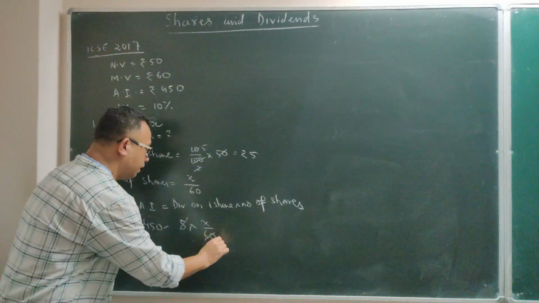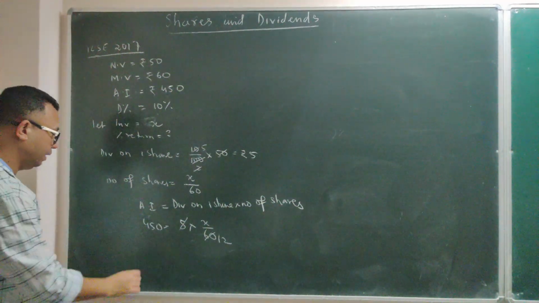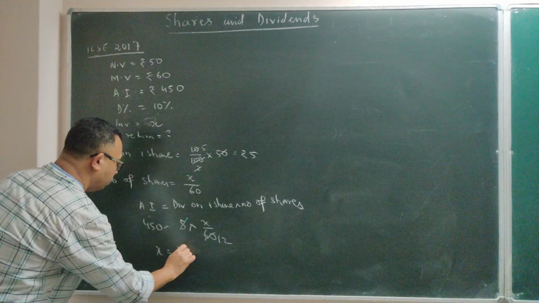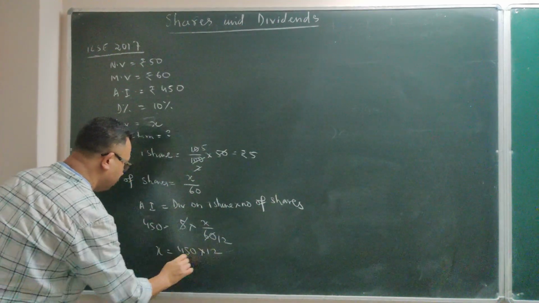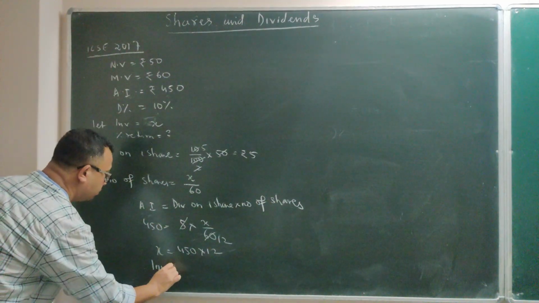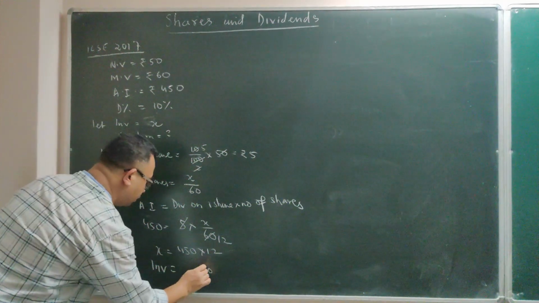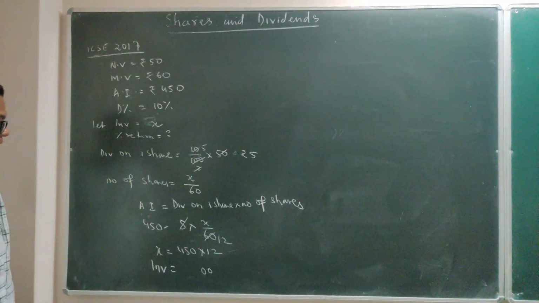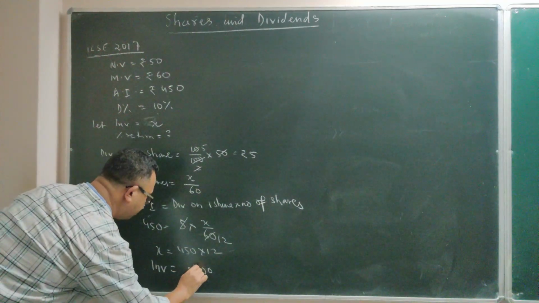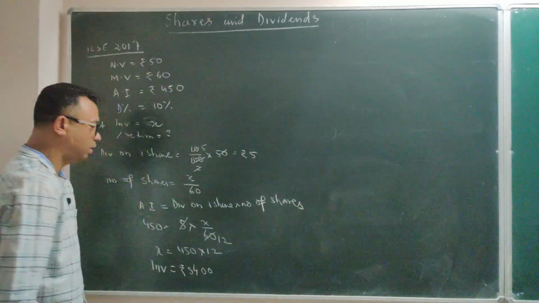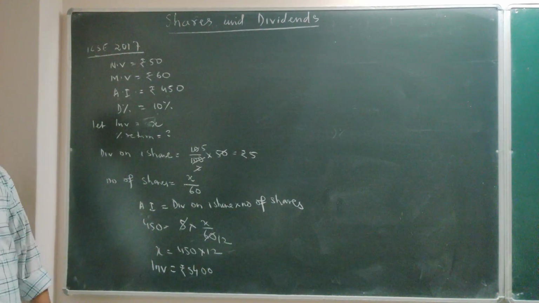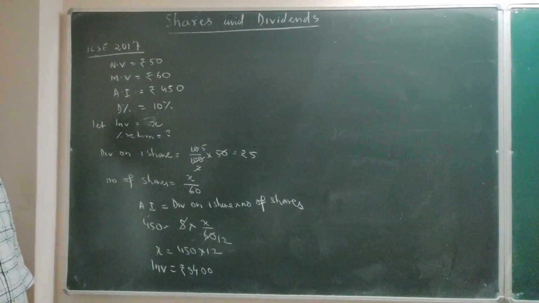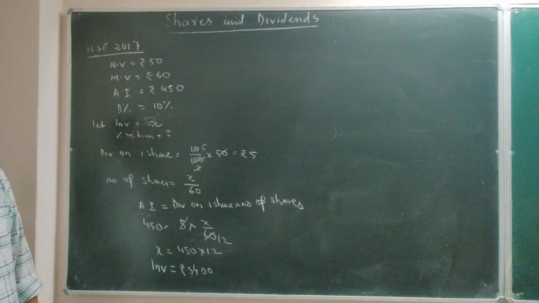So 5 will cancel here 12 times. If you cross multiply, X will come here, 450 into 12. So X is the investment. So investment is equal to, as I multiply, 450 into 12, 5,400. So there you are, 5,400 was his total investment.